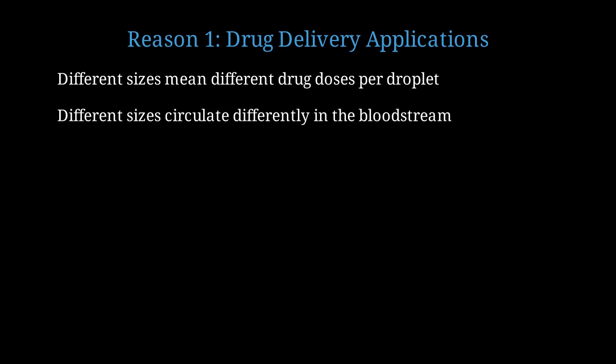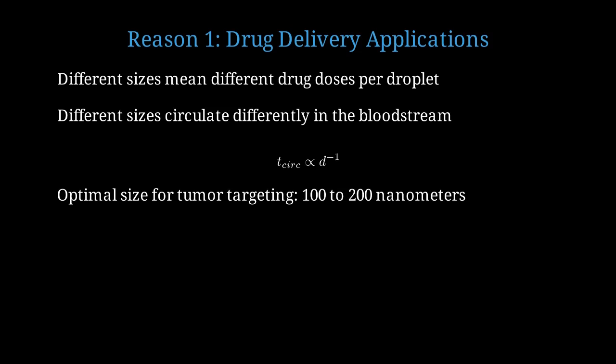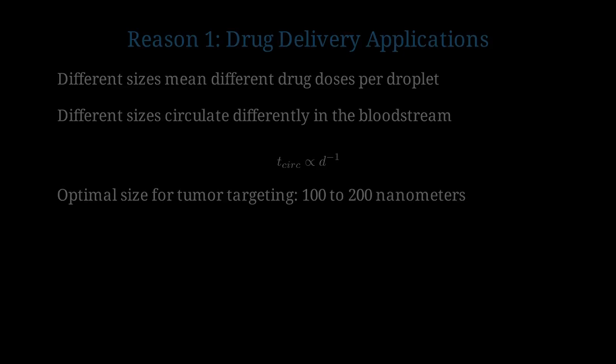Small particles may be cleared by the kidneys, while large ones get trapped in the liver or spleen. The circulation time is inversely proportional to diameter. Larger particles are cleared faster by the reticuloendothelial system. Research shows that the optimal size for tumor targeting through the enhanced permeability and retention effect is between 100 and 200 nanometers. If your size distribution is too wide, most droplets won't be in this therapeutic window.